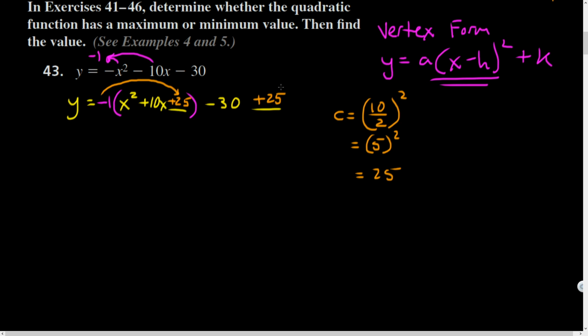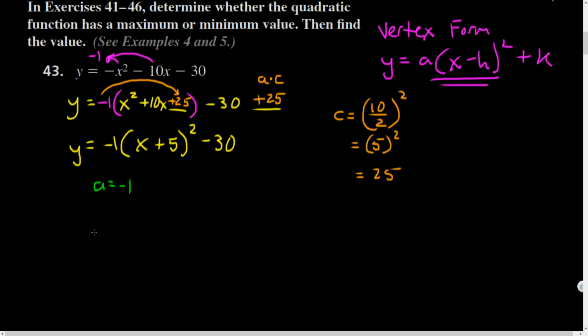And so this number, by the way, is always going to be whatever a times my new c was. And then you've just got to be careful with the sign. So let's fast factor this. So y equals negative 1 parentheses x plus 5 all squared minus 30. And remember, the 5 is half of the b. It also is the number that I had right before I squared it. And so now it's in vertex form.